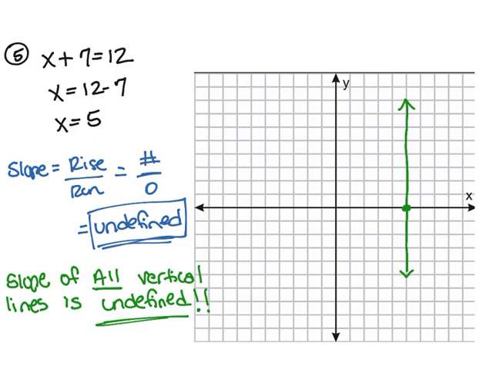Now, let's look at the domain and the range. This time, our domain, when we look left and right, we're not going left and right. The only number that's in our domain is going to be 5. That's where x is, right here at 5. Now, when it comes to our range, though, we are up and down. So our range would be from negative infinity to positive infinity.